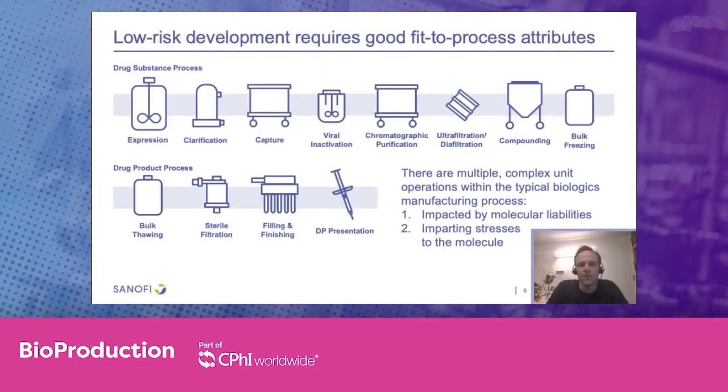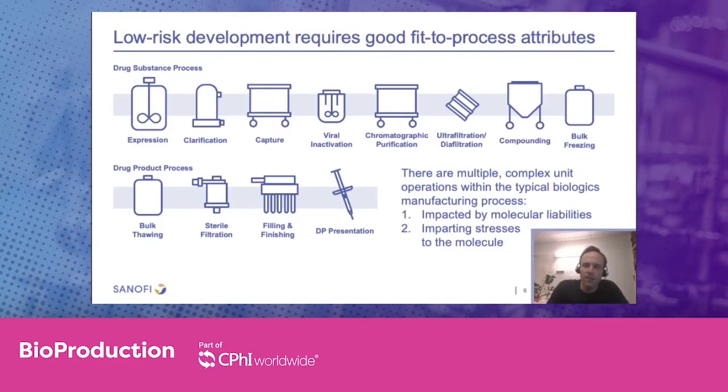So to understand how poor fit to process can arise, we can lay out a generic process. The DS part consists of expression, clarification, capture, viral inactivation, purification, UFDF, compounding, and freezing. The DP part consists of thawing, mixing, filtration, fill and finish, and then for the sake of completeness, we'll consider the delivery aspect here as well.